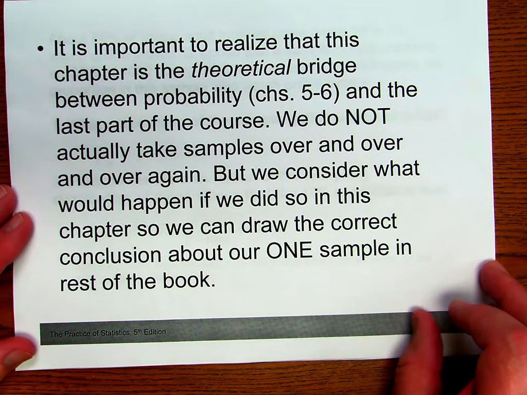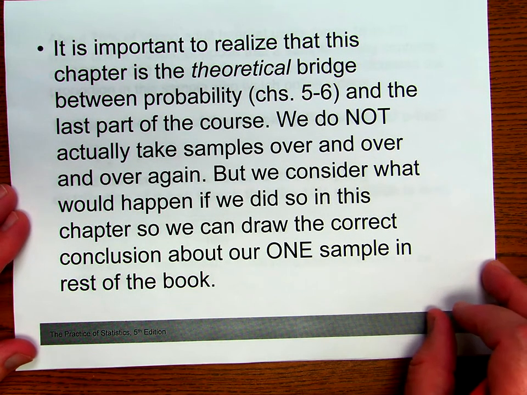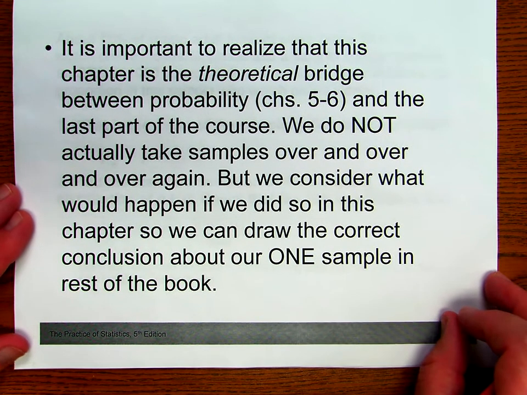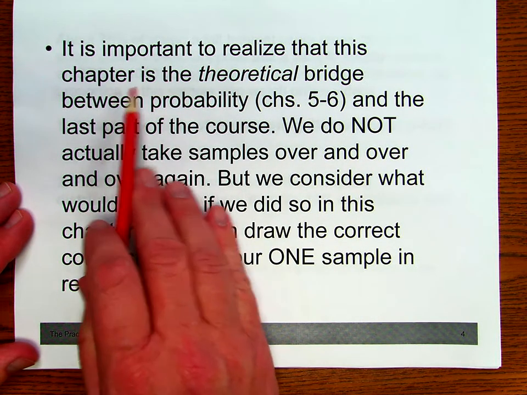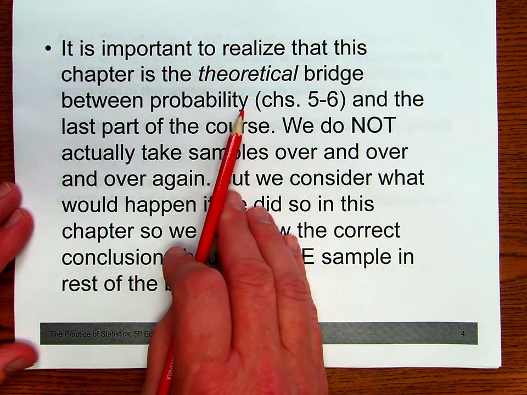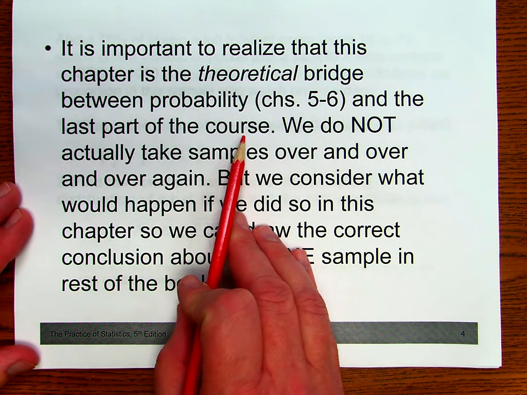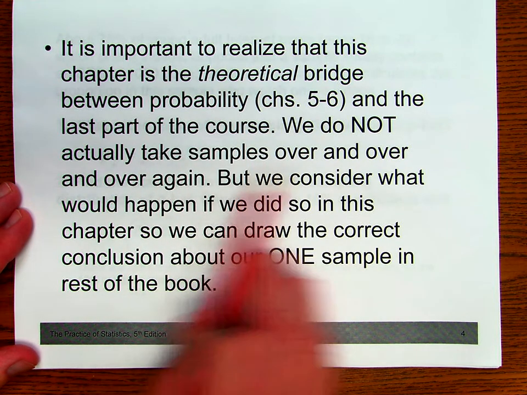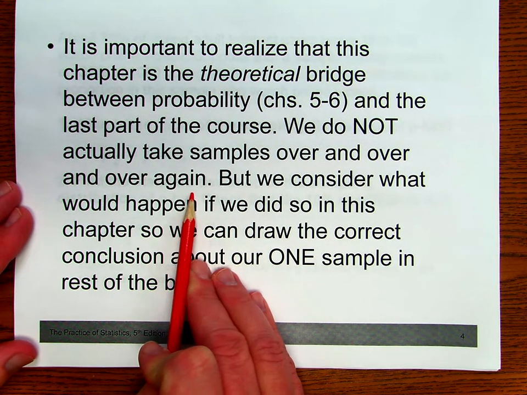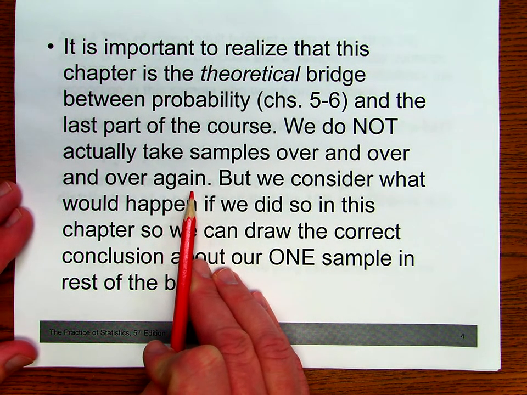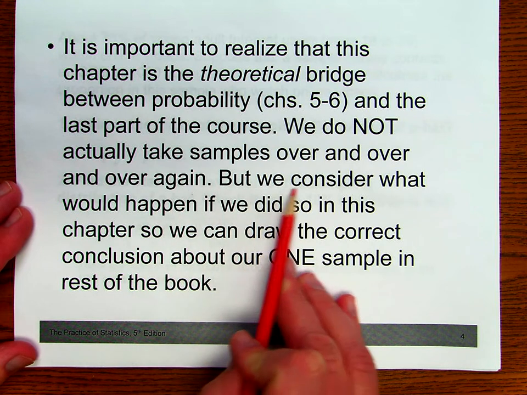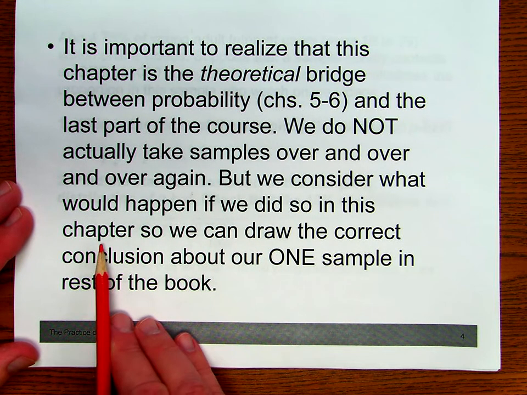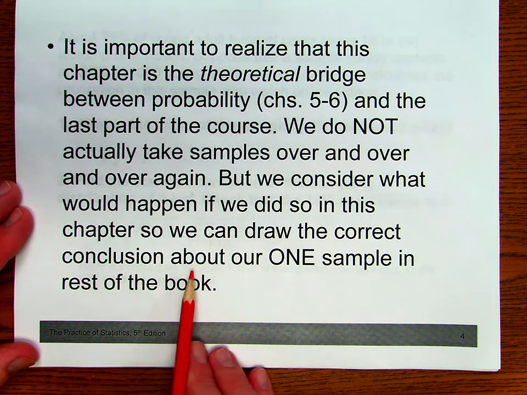All right. This is a chapter that's going to bridge our probability world to our inferential statistics world. It is important to realize that this chapter is a theoretical bridge between probability and the last part of the course. We do not actually take samples over and over again. Okay, that would be very impractical in terms of cost and money. But we consider what would happen if we did this in this chapter so we can draw the correct conclusion about one sample in the rest of the book.